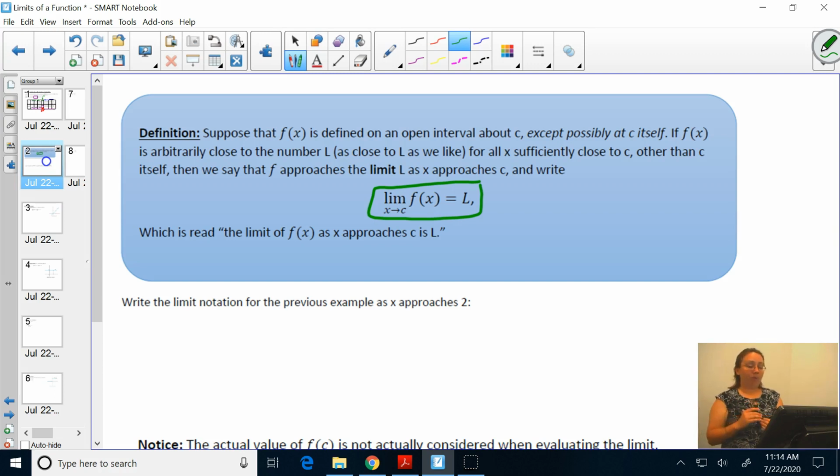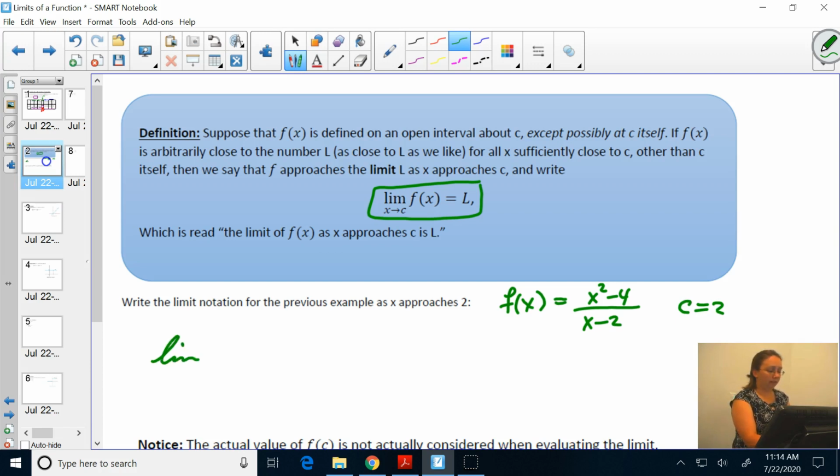Now, our problem that we just did, we can actually write the limit notation as well. So remember, our function f of x was x squared minus 4 over x minus 2. And our c value was 2. We were approaching 2. So to write the limit notation for this, we write the limit, that's how I write limit, it's kind of squiggly, as x approaches our c, which was 2. Remember, we were letting the x's go towards 2. Then we write our function, so x squared minus 4 over x minus 2 equals our limit.